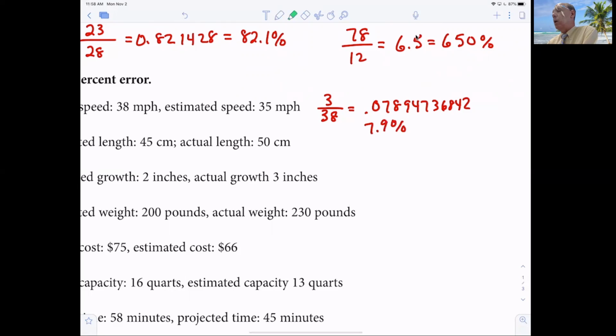Remember, you're looking at the third one right here. The 9 is more than 5, so it goes up 1.